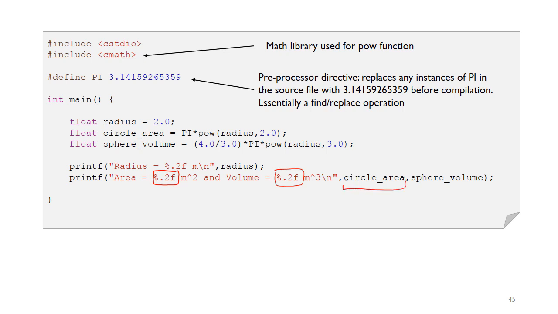So this one matches up with this one, and that matches up with that. You could obviously have a third, a fourth, and so on. They just match up in the same order. So however many format specifiers you've got in your string, that's how many variables you need to put here. And you can see that the variables are separated by a comma.